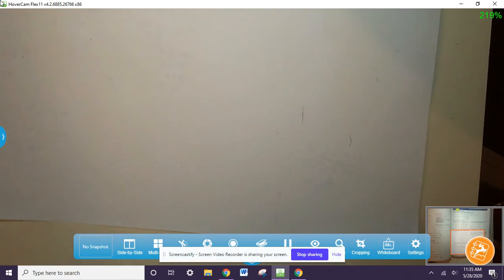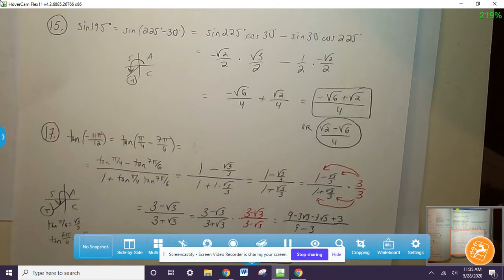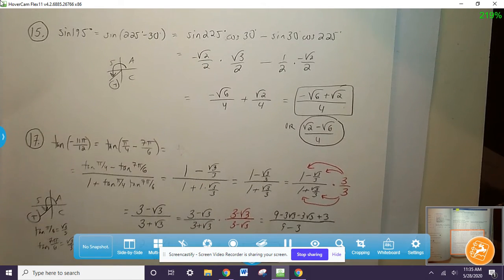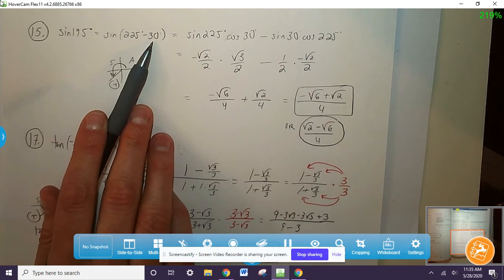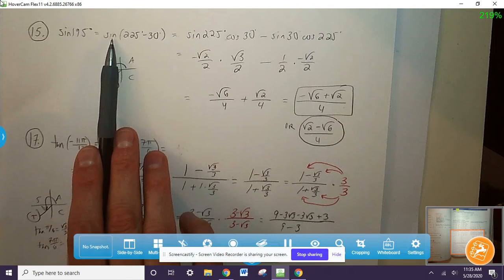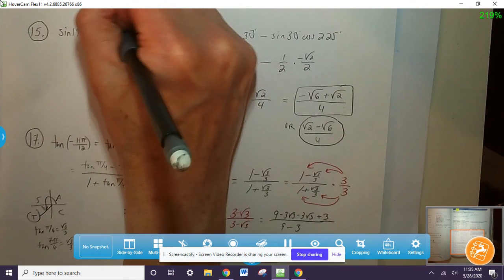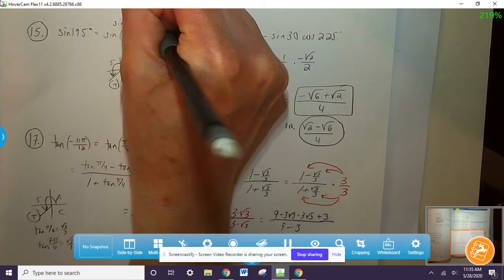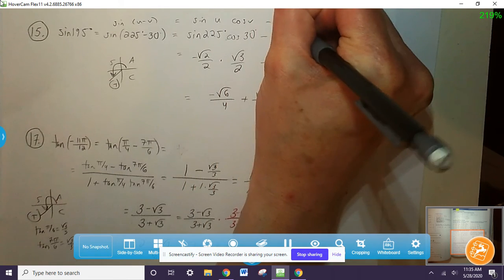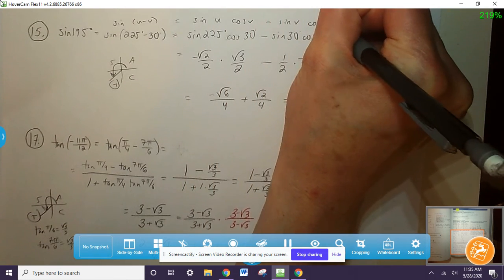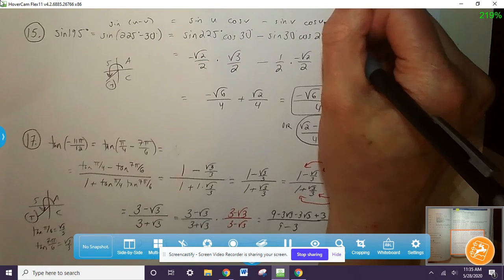And now for anyone who would like to go through and take a little bit of a closer look at any of these problems, I'm going to do that now. So for number 15, we're finding sine. We're asked to use 225 minus 30. When you expand this, the sine formula says sine of u minus v equals sine of u cosine of v minus sine of v cosine of u. Or you can do cos u sine v. You can swap those if you prefer.